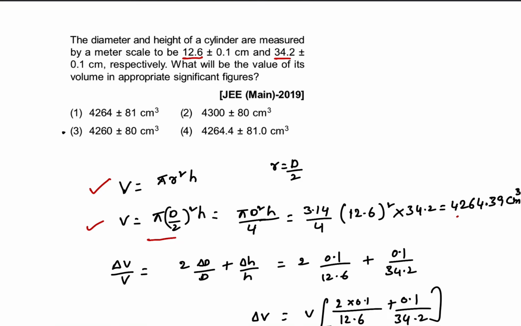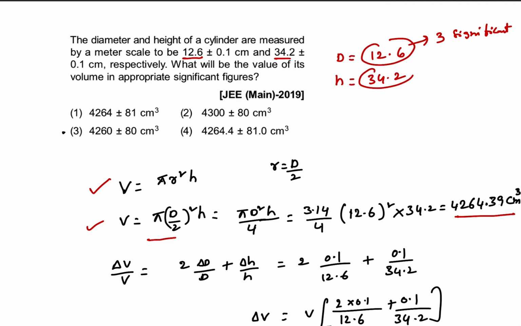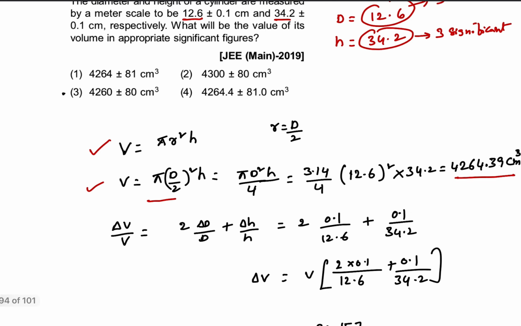I am substituting the given values: the d value 12.6 and the h value 34.2. If I substitute the values, I am getting 4264.39 centimeter cube. But if we see all the options, we have 4 digit ones and some with a point also. How actually to see here? If you see that 12.6 is D and the H value is 34.2, this has 3 significant figures, and 34.2 also has 3 significant.